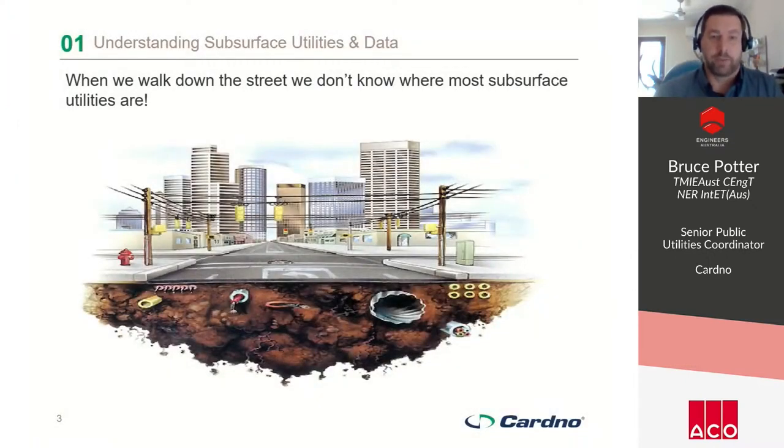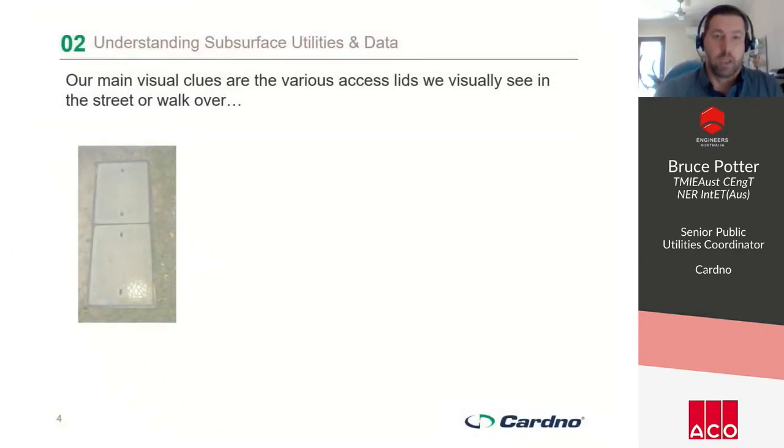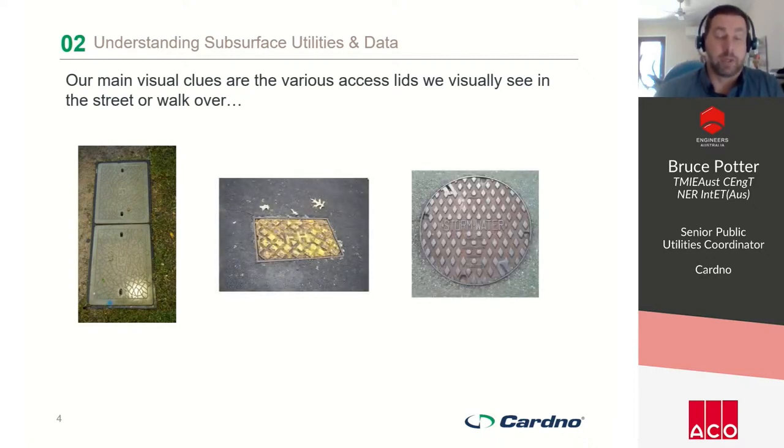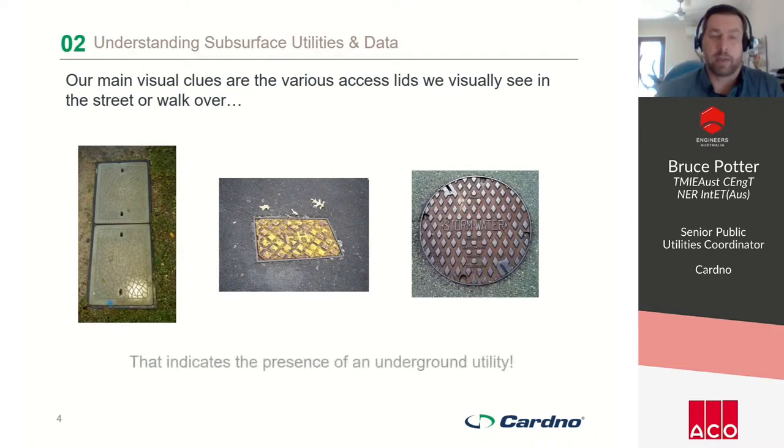When you go walking down the street, quite often we don't actually know where most of the subsurface utilities lie in the ground. The only way we can see them is the visual cues we get when we see the pits and manholes. Some of them are circular, some of them are triangular, some of them are rectangular. They all indicate that there is a subsurface utility underneath.